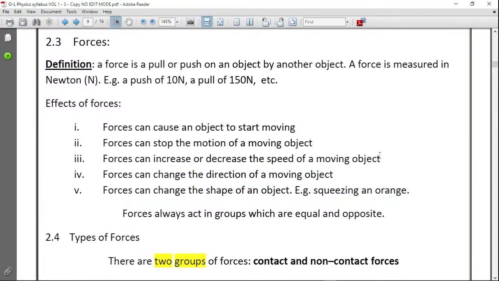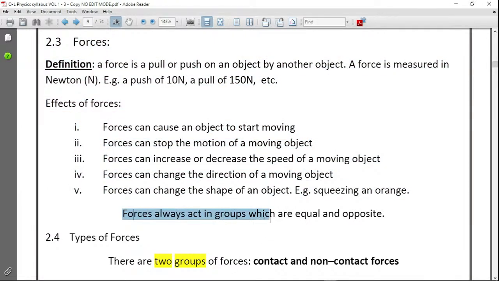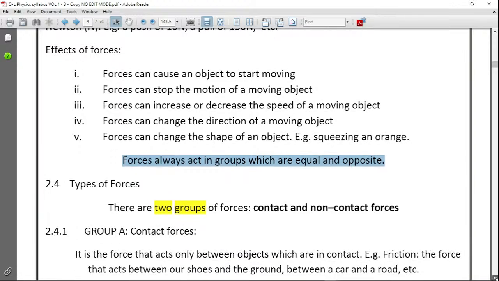squeezing an orange. So the effects of forces are they can set objects into motion, they can stop moving objects, they can increase or decrease the speed, they can change the direction of moving objects, and they can equally change the shape of an object. And forces always act in groups, equal and opposites. From Newton's law, we talk about action and reaction, which are equal and opposite.